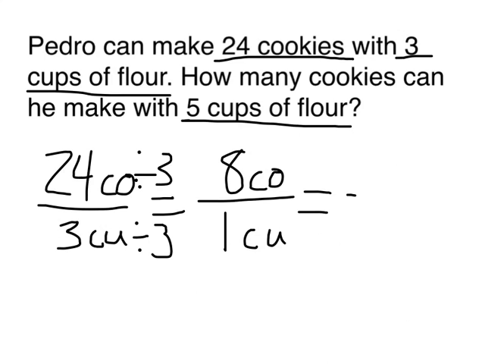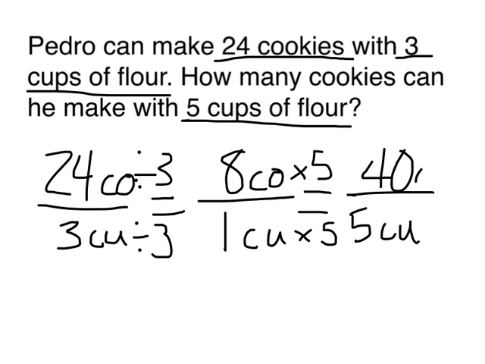So now, how many cookies could he make with 5 cups of flour? Well, I need to multiply times 5 and times 5. Pedro can make 40 cookies with 5 cups of flour.